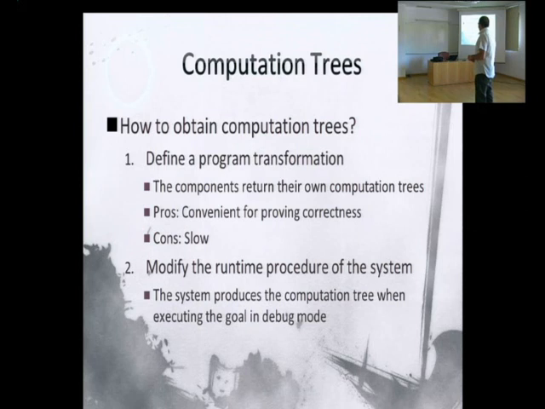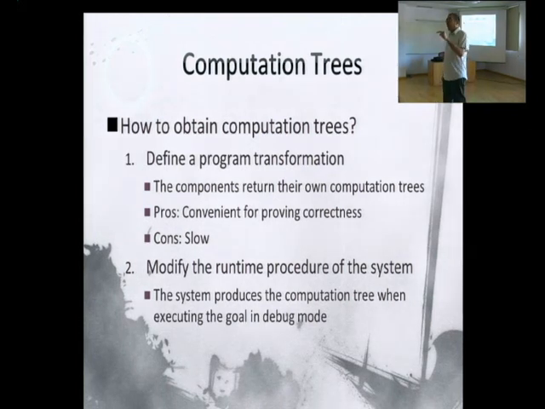So the second alternative was to modify the runtime procedure, the runtime system. Somehow, the compiler or the compiling of the system has two modes. The first is the normal one. The second is the debugging mode. And when you are working in the debugging mode, it executes the program and at the same time traces the program, producing the computation. So there are these two different approaches. This is more dirty, but you need to modify the system, but it's much faster.